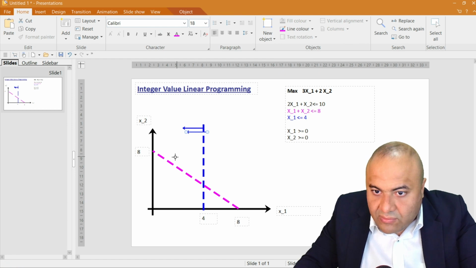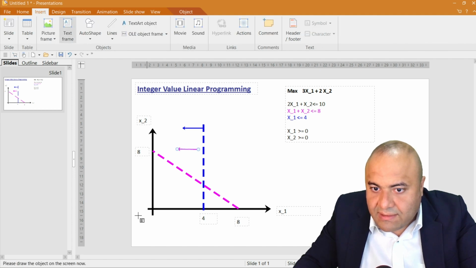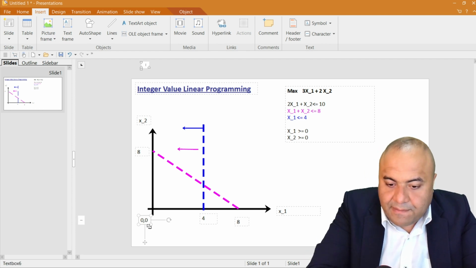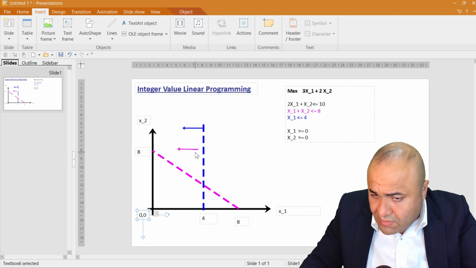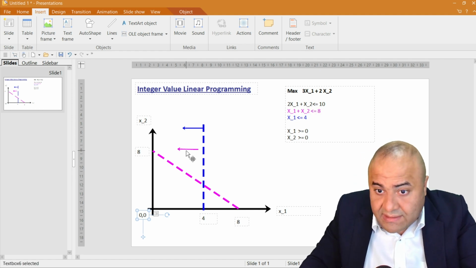Now, where is this location? In order to know this location, there is a way to do it. We already know this one is 0, 0. So this location here is going to be 0, 0. So at 0, 0, this part here, we say 0 plus 0, is it less than or equal to 8? It is correct. That means the location is under this area.